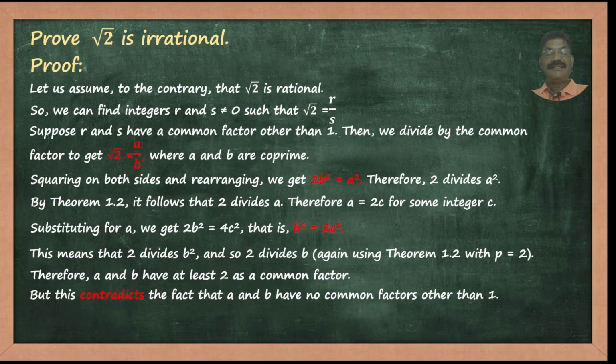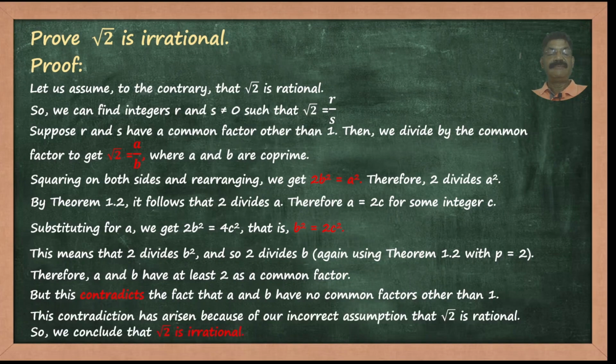But this contradicts the fact that a and b have no common factors. They are co-prime numbers. Therefore, common divisor is only one. But we have 2 as a common divisor. This contradiction arose because of our wrong supposition. Therefore, root 2 is irrational. Saying root 2 is rational is incorrect. So, this is the proof of the problem.